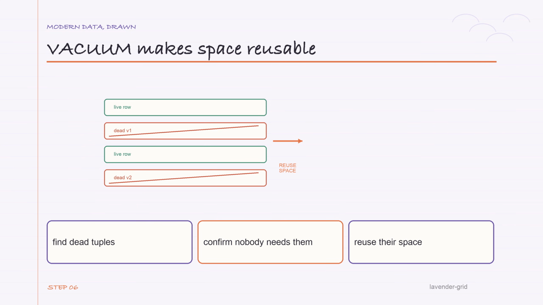Read the drawing from one idea to the next. Find dead tuples, then confirm nobody needs them, then reuse their space.